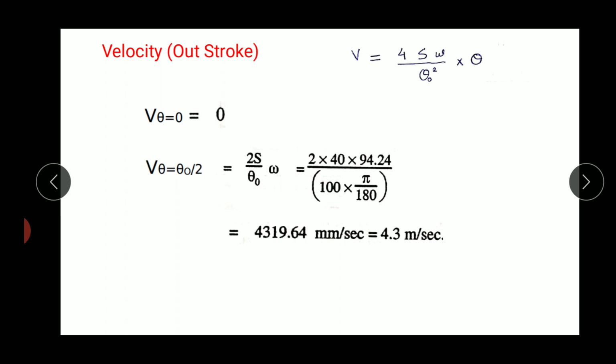Now at the end of outstroke. At the end of outstroke means when theta is equal to theta O. If you put theta O instead of theta over here, you will get some constant value. But we know that at the end of outstroke, the follower comes back to rest. As the follower comes back to rest, its velocity must be 0 at the end of outstroke. So instead of putting the value over here, we will put directly the velocity of the follower at the end of outstroke as 0. That's highlighted over here. Velocity at the end of outstroke should be 0 instead of some constant value.